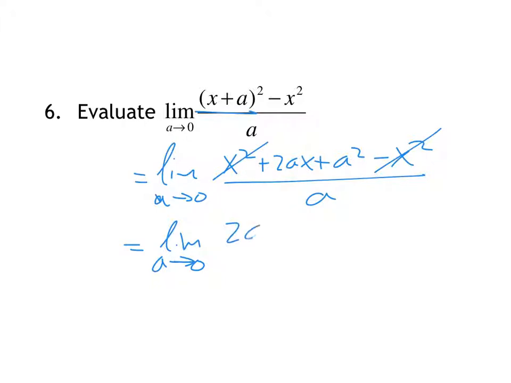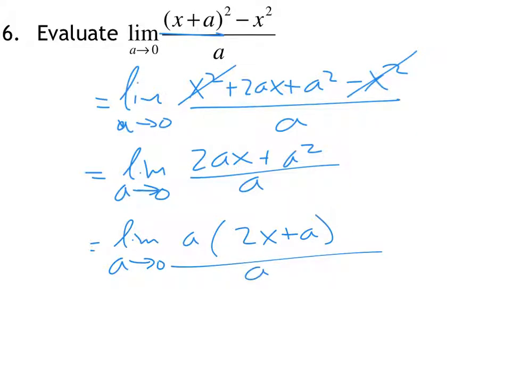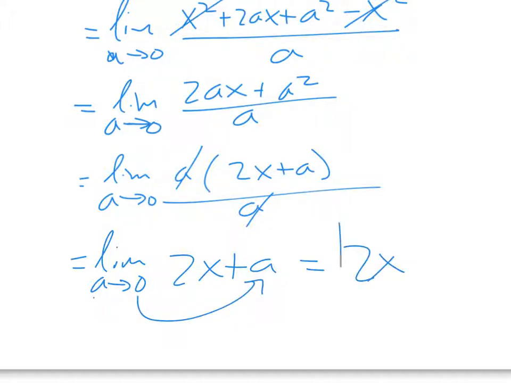Okay, we have 2ax plus a squared all over a. And so we can factor out an a. This is the limit as a goes to 0. We can pull out an a on top, and these a's can cancel. So that leaves us with the limit as a goes to 0 of 2x plus a. The limit sticks around until we actually compute this. So let's plug 0 into a, and we get 2x. There it is.